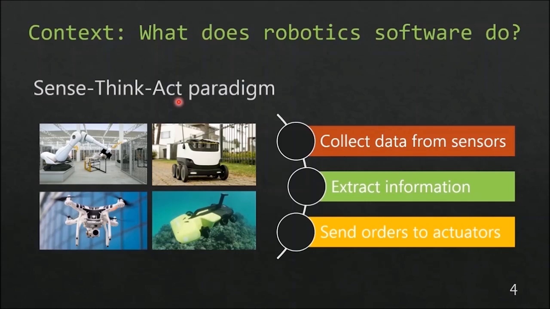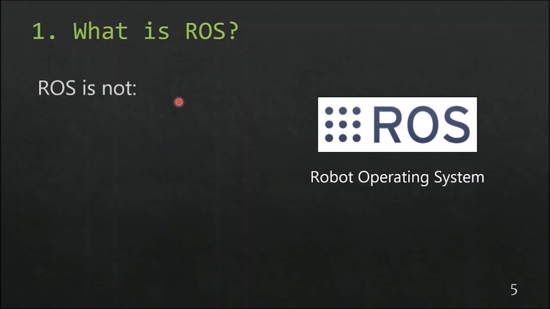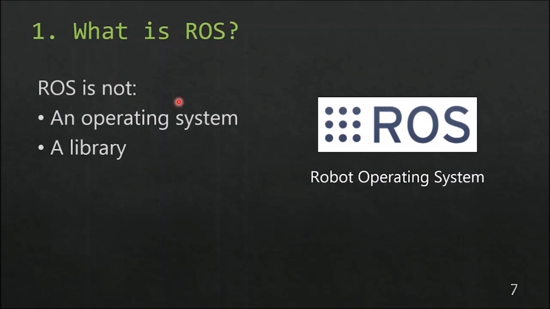Okay, so let's start with ROS. The name ROS stands for Robot Operating System, but actually ROS is not an operating system, because it's installed on top of another operating system. For example, ROS is installed on top of Linux, and Linux is an operating system that handles the low-level stuff of the system, and ROS sits on top of it. So technically ROS is not an operating system. And it's not a library.